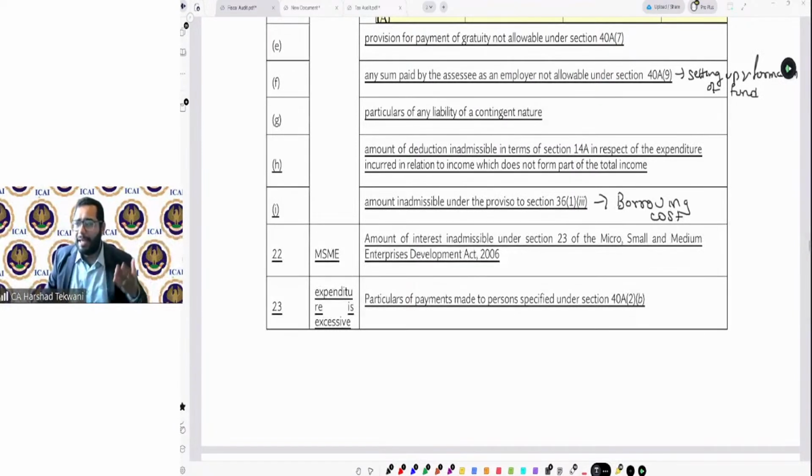Where the assessee is a company, then a director of the company; if there is a firm, then a partner of the firm; if an association of persons or HUF, then a member of the association, or any relative of such director, partner, or member. Also any individual who has a substantial interest in the business or profession of the assessee. So there is a long list given under section 40A(2)(b) of specified persons, and if any payment is made to those specified persons, that amount is required to be reported over here.